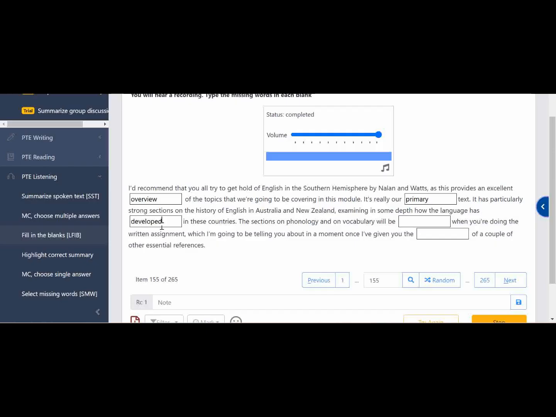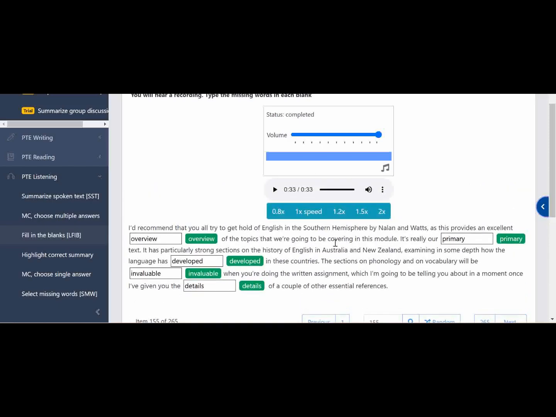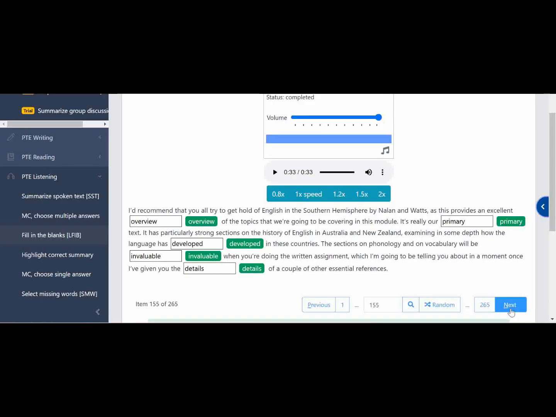Has, with has we use third form of verb, so you have to take care of this thing. Next is will be invaluable. So these are the spellings of invaluable. INVALUABLE, and last one is details. So let's first check the answers. Overview, primary, developed, invaluable and details. Let's do the next one. Check your spellings.